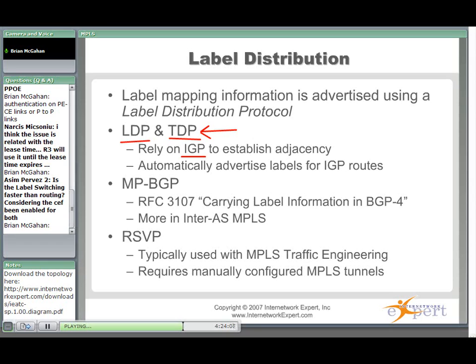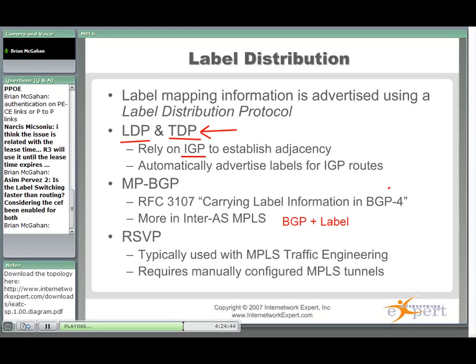Now, LDP and TDP, they are IGP based label distribution protocols. So they're going to be using the regular IP routing table, and they're only going to use entries that are installed via IGP. So this is going to be static routing, RIP, OSPF, IS-IS, EIGRP, etc. Okay, they're automatically going to take any IGP routes in the routing table and then bind labels to them and advertise them to the adjacent neighbors.